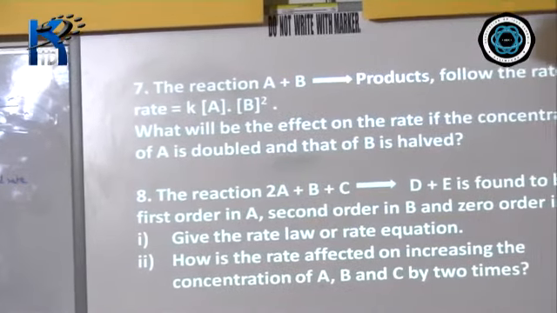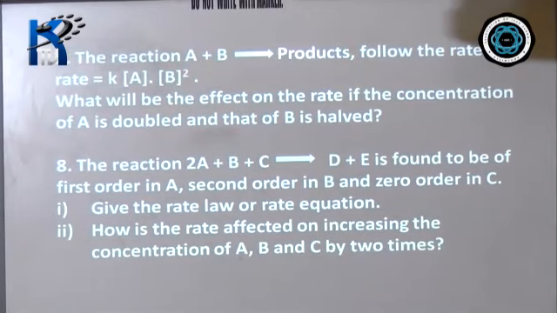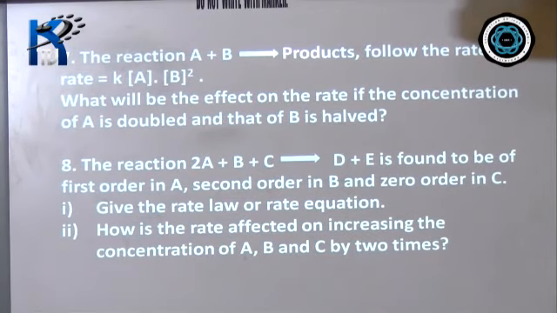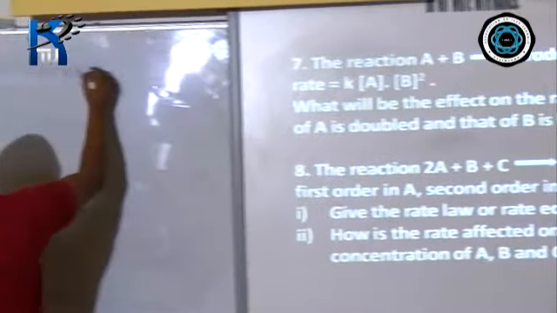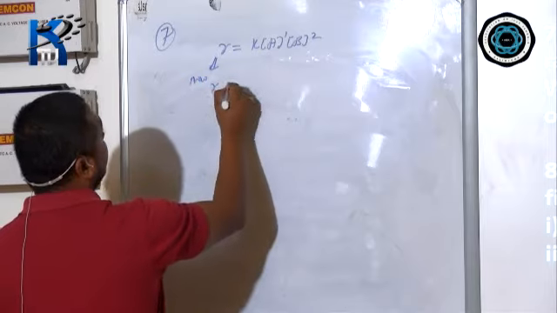Okay. Now we will see number 7 question. And good news is this, in question number 7, the rate equation is given to you already. And they are saying you to find what will be the effect on rate if A is doubled and B is halved. So the rate law given in question number 7 is R is equal to K A to the power 1 and B to the power 2. Now what will be the effect on rate, the question is saying.